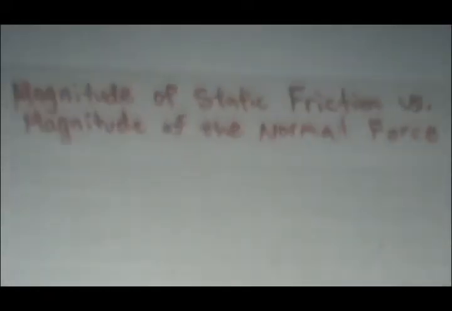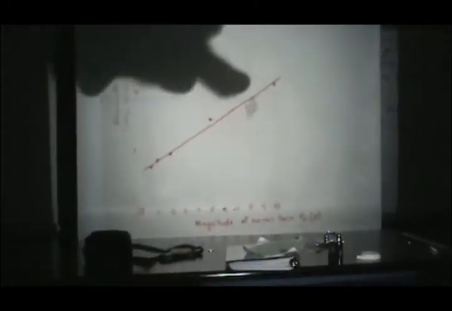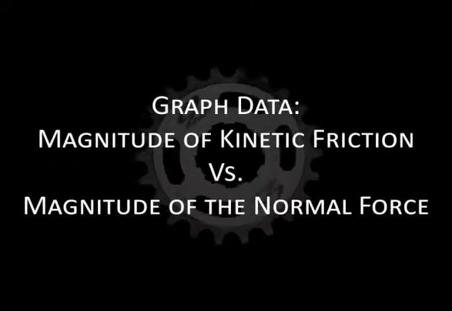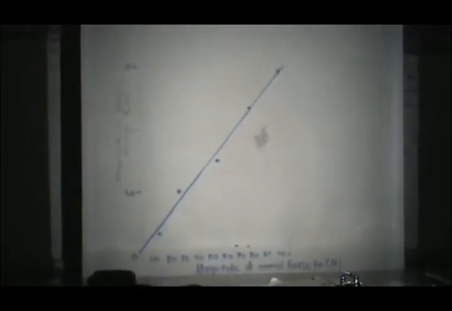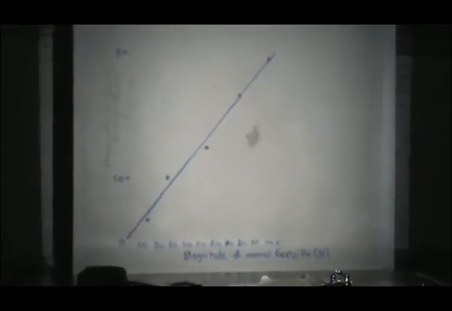Magnitude of static friction versus magnitude of the normal force. As the magnitude of the normal force acting on the mass is increased, the maximum value of static friction is also increased. Magnitude of kinetic friction versus magnitude of the normal force. As the magnitude of the normal force acting on the mass is increased, the maximum value of kinetic friction is also increased.